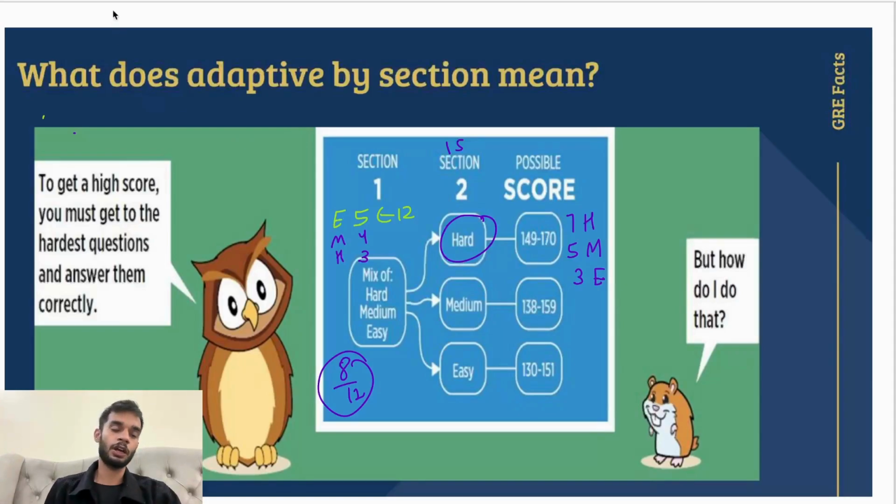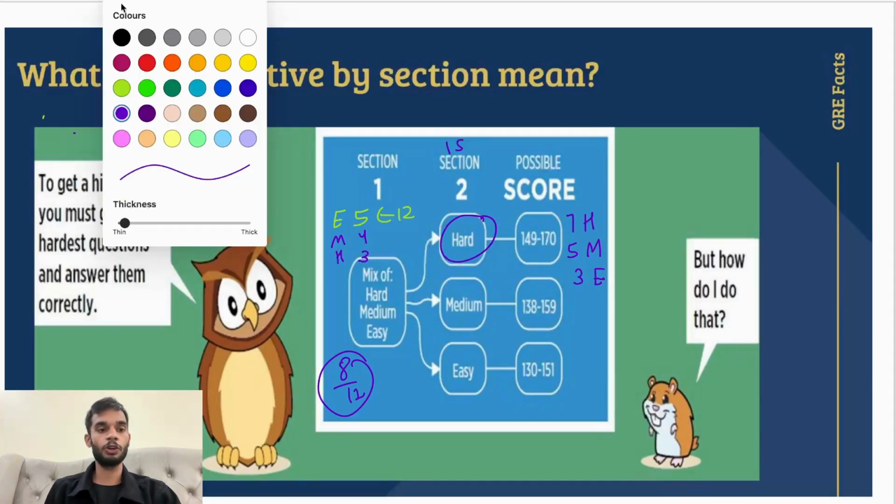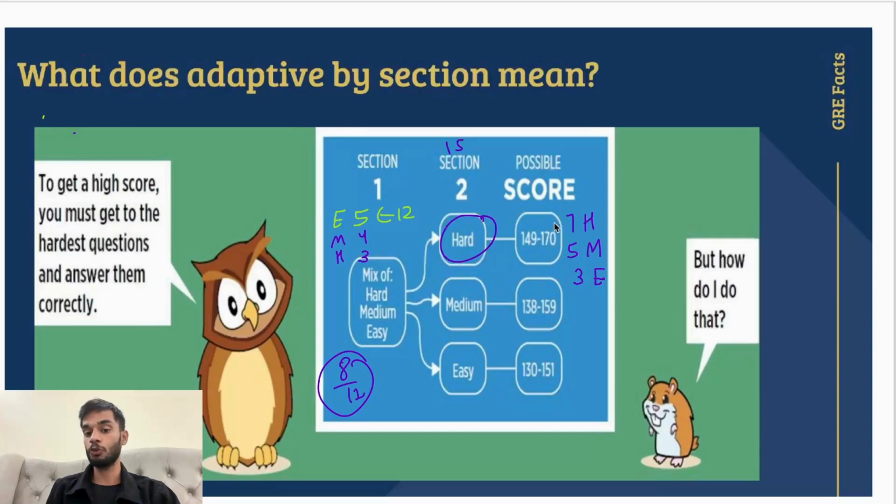Now you will have an approximate score limit set for you. You can get a possible score of 149 to 170. Even if you don't perform well in the second section, if you get a harder section you will at least get a 149, and the maximum you can still achieve is 170 if you did pretty well. If I get only 8 out of 12 correct, I may not get 170, but I still have a chance of getting 170 if I had done pretty well in the first section. If I had got 12 out of 12 correct, then with the second section being harder, I could still achieve 170.